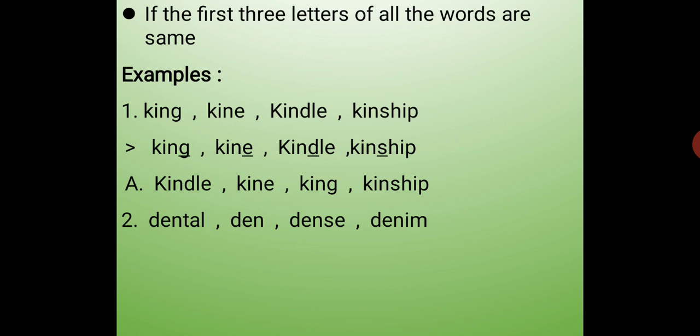So we cannot underline any letter of den. Now we are moving on to dens. What is the 4th letter of dens? S. And what is the 4th letter of denim? I. So first of all, we underline the 4th letter of the words. So T from dental. We don't have a 4th letter in den, so we don't underline any letter of den. Now S from dens, I from denim.